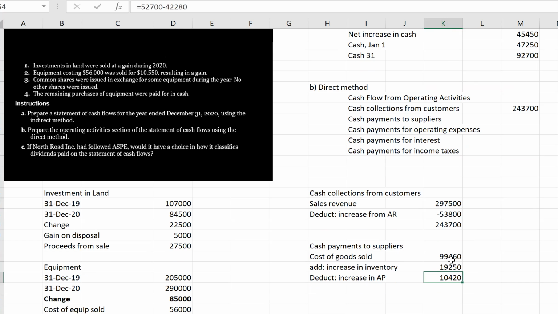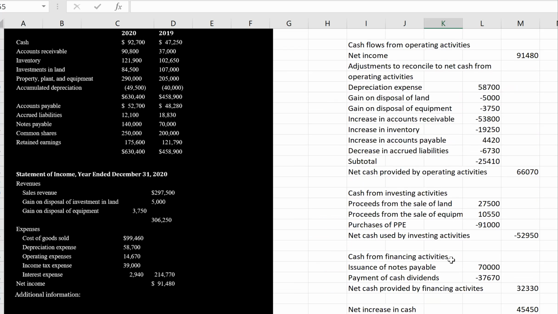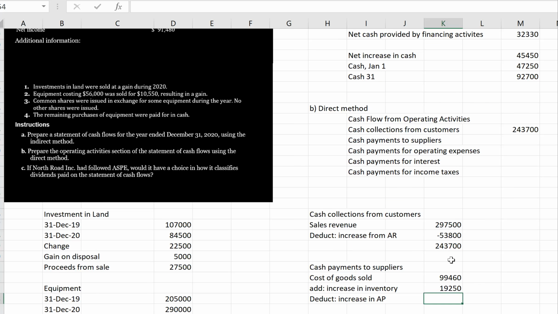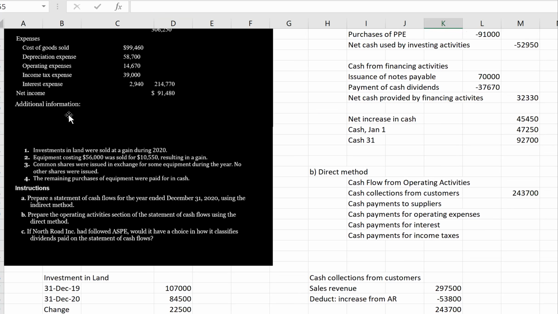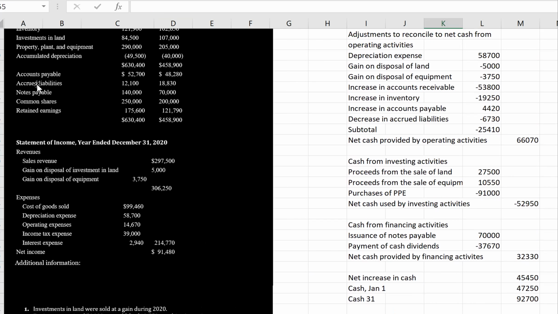It is not. Let's figure out this AP account again. Where is AP up here? So we've got 48,280 or 52,700 minus 42,280. Okay, that's going to give us... am I picking up the wrong account for AP? What's happening here? AP, 48,280. Let's just see here. It went from 52,700 minus 42,280.